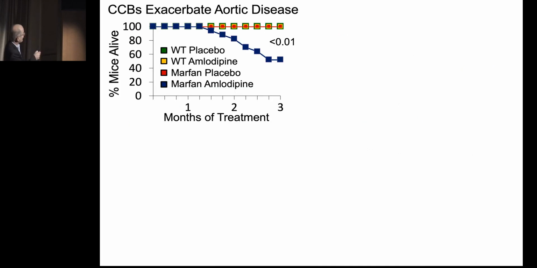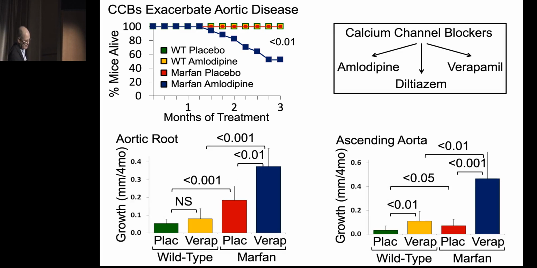Here's the synthetic lethality that we observe in Marfan mice given calcium channel blockers, with death due to aortic rupture starting at about 4 weeks after initiating treatment. We tried all different classes of calcium channel blockers and showed that they caused essentially the same phenomenon, here showing the results using the non-dihydropyridine calcium channel blocker verapamil.